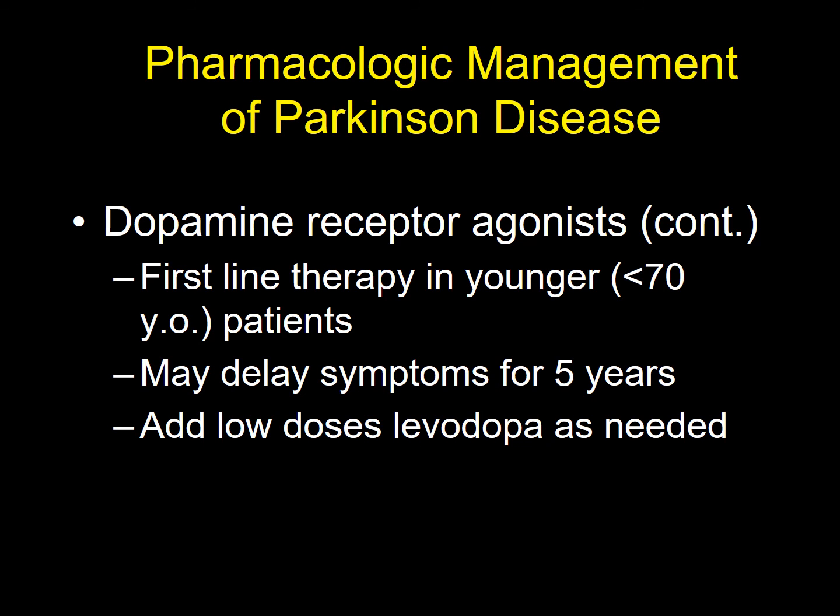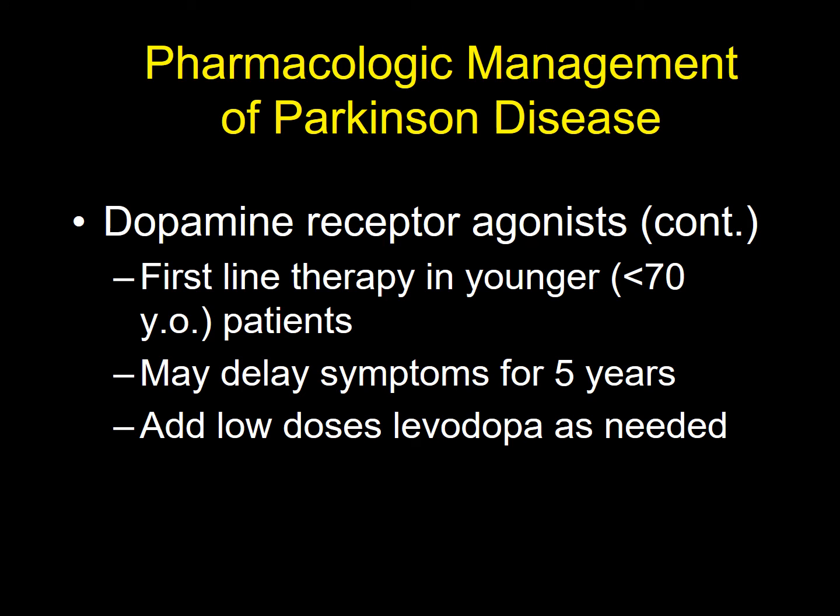Here you go. Yeah, when I say younger, I mean under 70. They are considered among first-line therapy in patients under 70. Now, you watch 5 neurologists treat Parkinson's disease, and you'll see it 5 different ways. I mean, there's a lot of individual decision making, but as a general guideline, these are considered appropriate as first-line therapy in people who are under 70 at the time of symptom onset, and they can delay the need for Sinemet for up to 5 years.